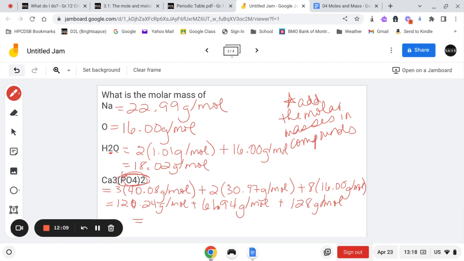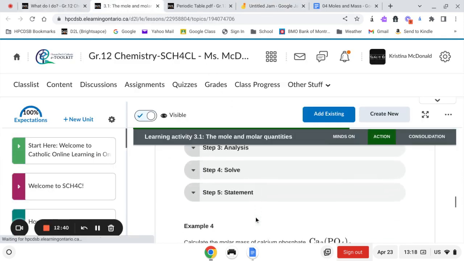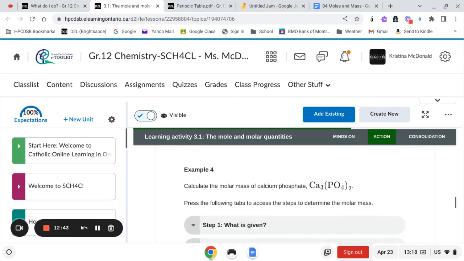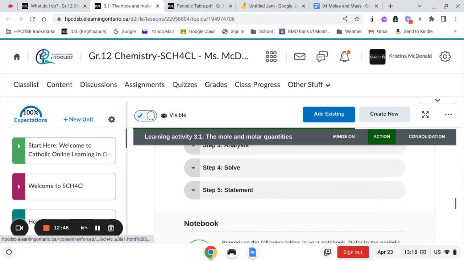So careful with your calculator here as you add everything. And I'll tell you what I get in a second. I'm getting a total molar mass of 310.18 grams per mole. Okay, so hopefully this makes sense to you. And again, molar masses are pretty easy. You have to have the periodic table beside you. You got to add them up. And remember, you may have more than one atom, and you have to account for that as you go through the molar mass.